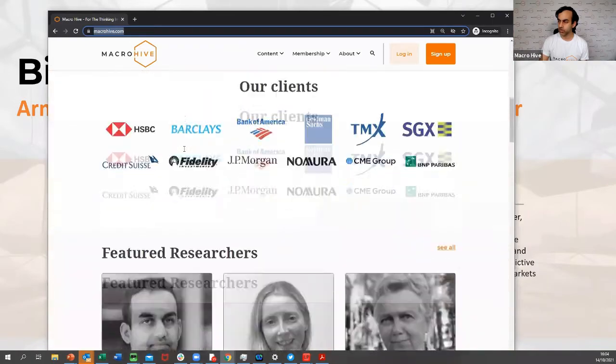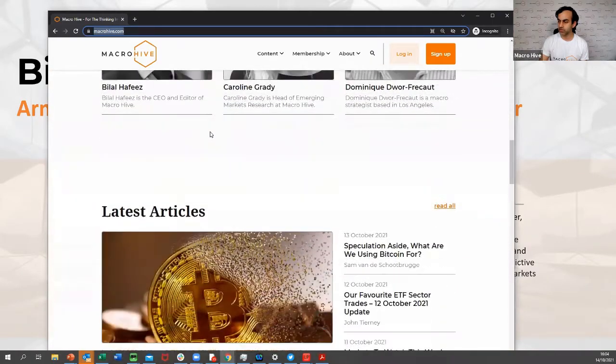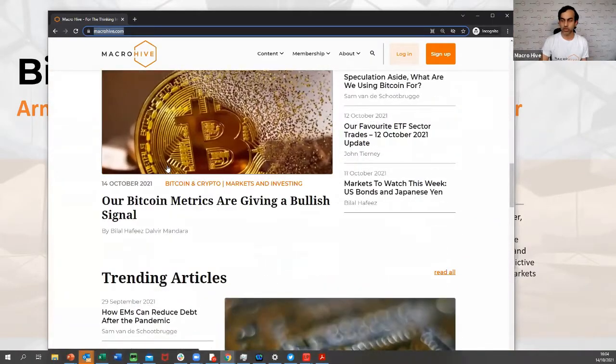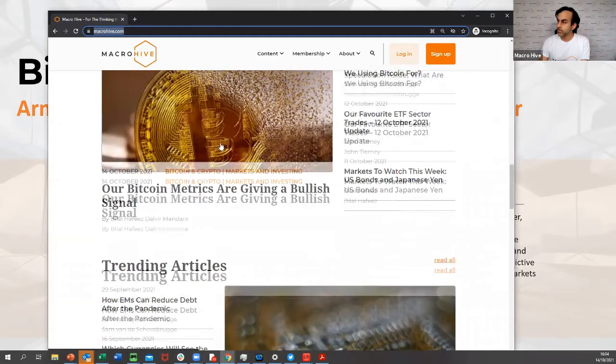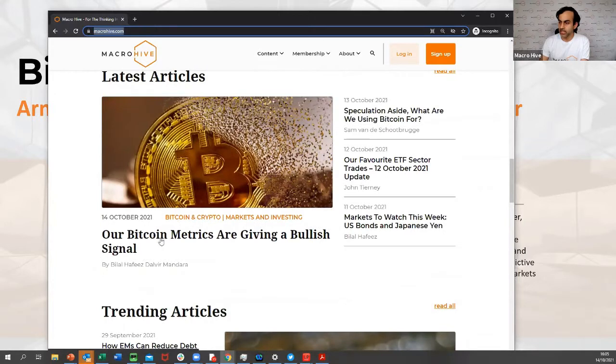If you just scroll down below some of the background stuff, you'll see the type of research you'll have access to. The most recent note is an update on our Bitcoin metrics. Every week we'll be publishing an update on the metrics we use to try to forecast both Bitcoin and Ethereum. So this is the most recent piece on Bitcoin.